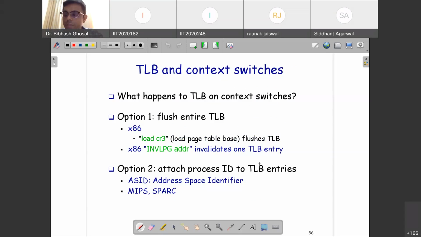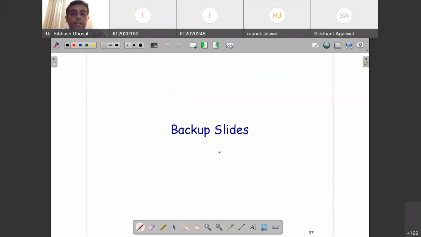So the first option is you flush the entire TLB. You load the CR3 with a new value. Okay, that's the first thing. Second is you attach the process ID to the TLB entries so that you can understand which process is going on, whose contents are currently present in the TLB. This is what MIPS and SPARC processors do. There are different ways to handle this.